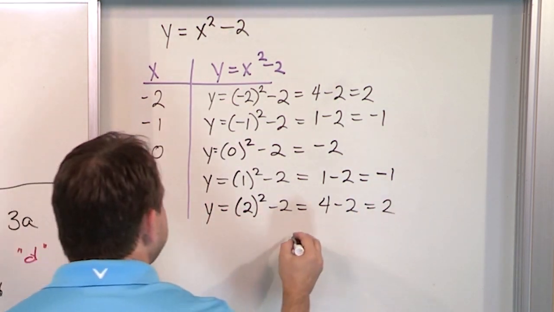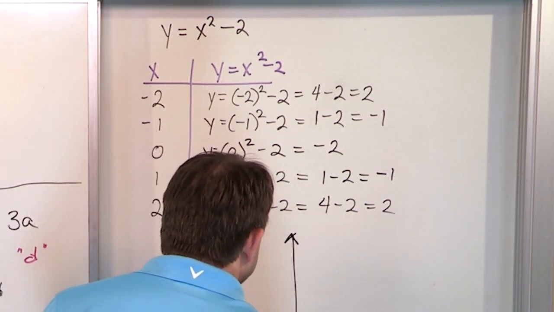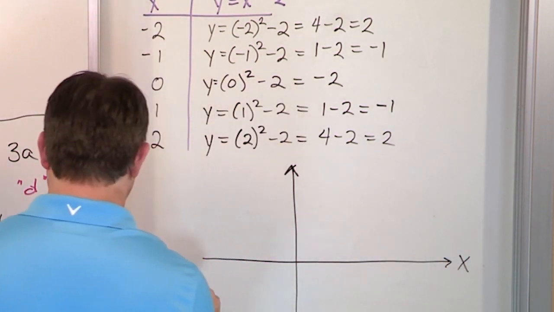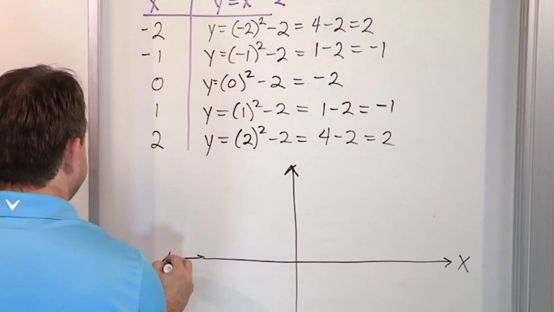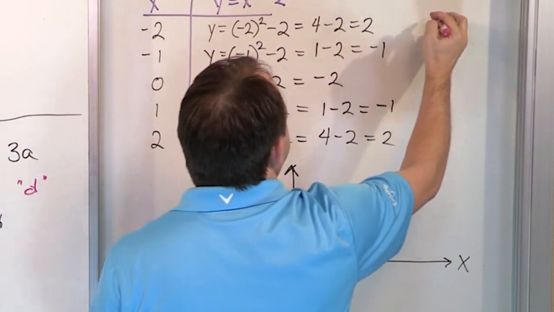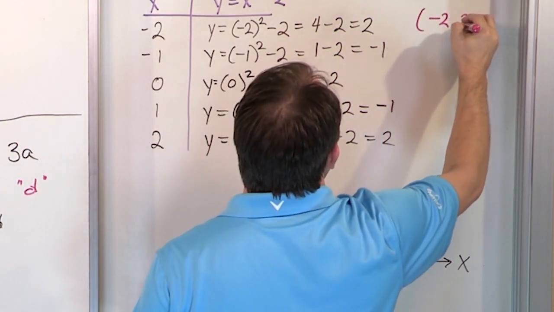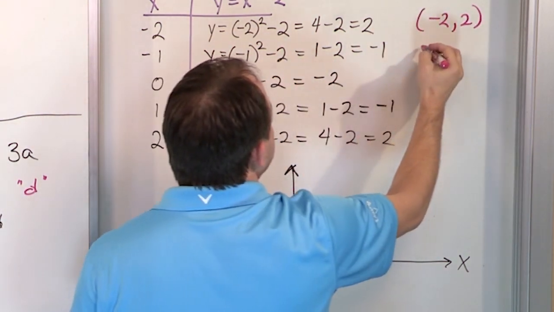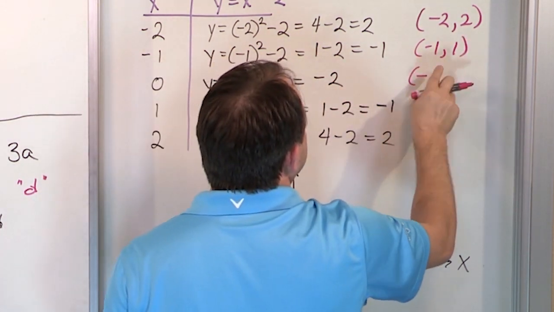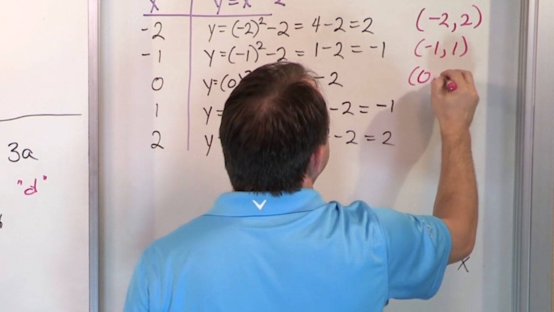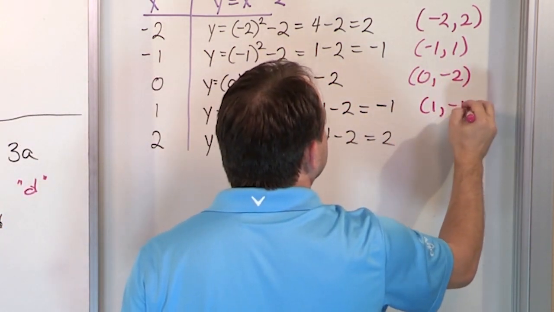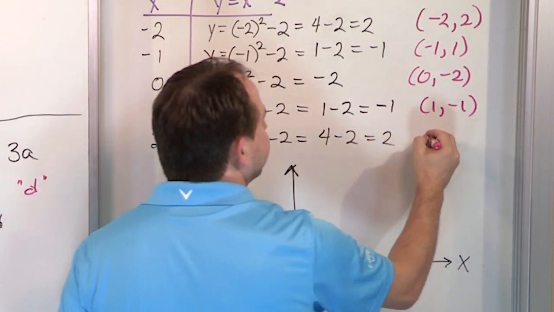And now we can draw our graph. So let's go and draw here the y-axis, x-axis, like this. And just to make it 100% clear, this first line forms a point, -2, 2. The next line is -1, 1. Next line is 0, -2. Whoops. 0, -2. The next one is 1, -1. The next one is 2, 2.